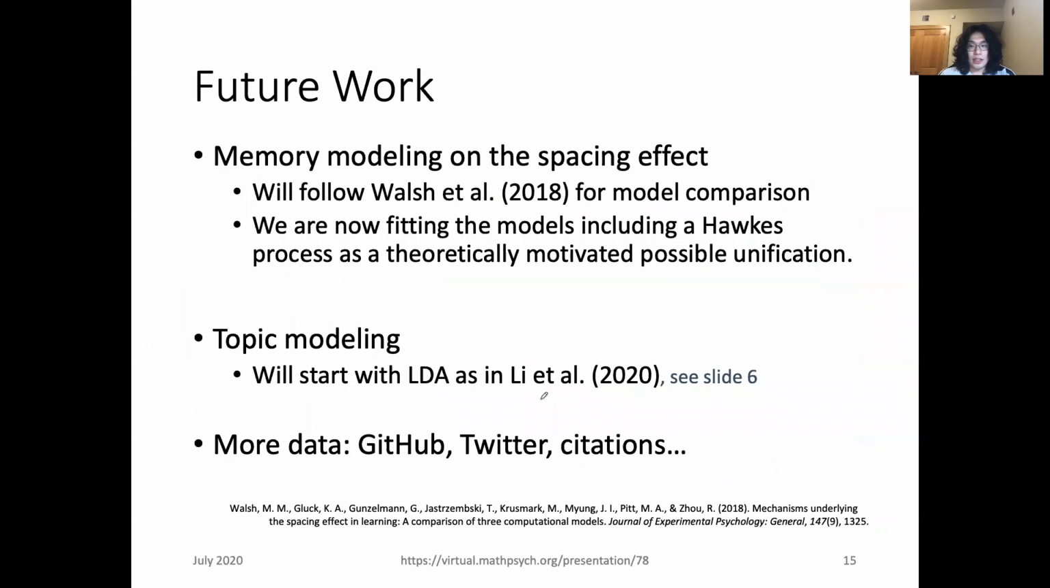Of course, our project doesn't end here. We are interested in further exploring the spacing effect and topic modeling. We want to compare a few memory models on the spacing effect. Basically, we are now fitting the models, including a Hawkes process, as a theoretically motivated possible identification. We hope in the future we can also analyze even more environmental sources on event occurrences, such as GitHub and Twitter activities and paper citations. As for our New York Times data, we also want to further perform a topic modeling analysis following Lee et al. 2020, as in slide 6.